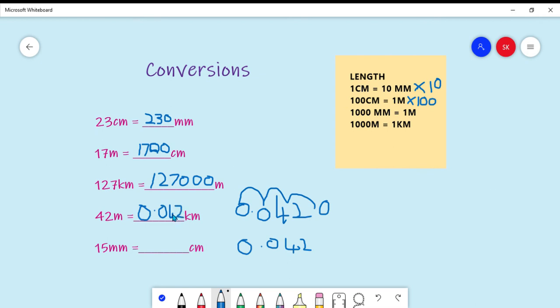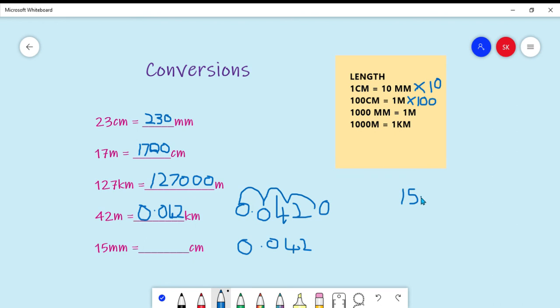These are essential conversion skills which you need to know for any exam or anything that you're learning. Now, last but not least, the final question, 15 millimeters into centimeters. Again, this time we'll have to be dividing. So 1 centimeter is equal to 10 millimeters. So here we times by 10. Now we have to divide by 10 to do the opposite. So again, we have 15 millimeters and then a point at the end.